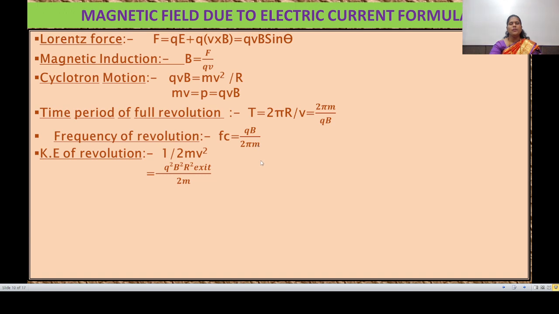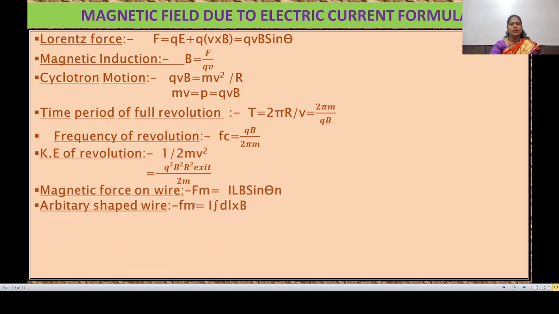All these formulae are very important, so keep them in mind. The kinetic energy of revolution is half mv square, and substituting the value of v, it is q square B square r square upon 2m. Next one is the magnetic force on a wire: Fm is equal to I L B sine theta.